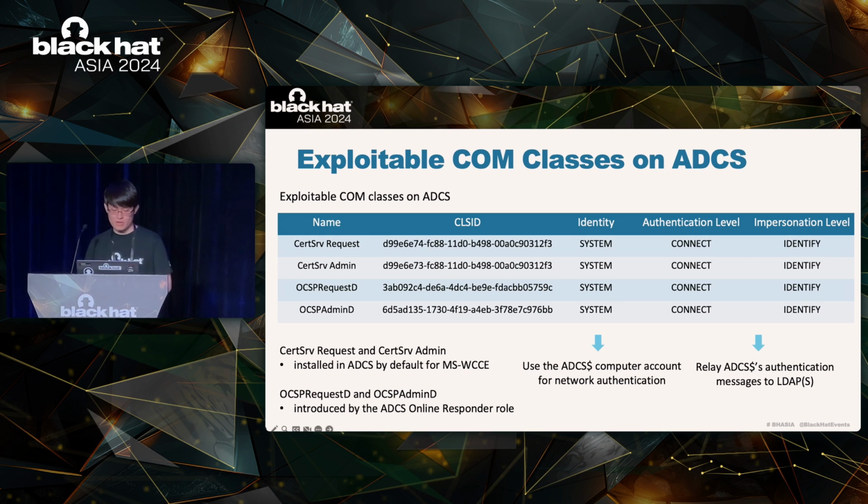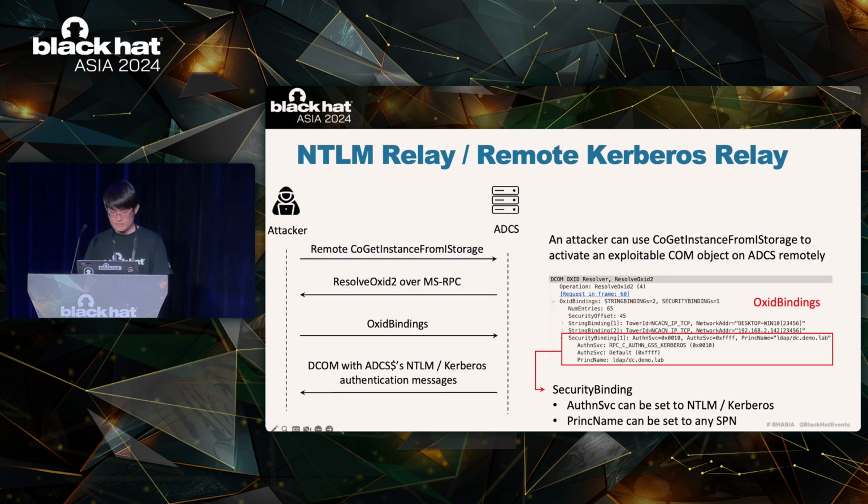All these exploitable COM classes have identity set to System, which means the COM server will use the ADCS machine account for network authentication. The authentication level and the impersonation level settings show that we can relay the ADCS authentication to LDAP service. So if the attacker has compromised a domain account, he can use CoGetInstanceFromIStorage to activate an exploitable COM object on ADCS remotely.